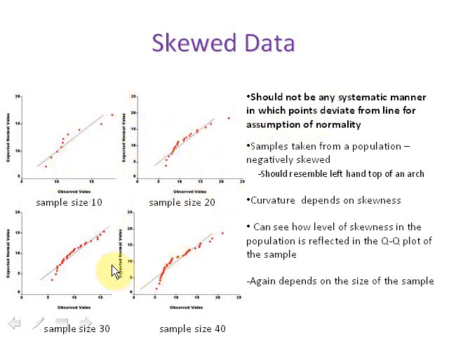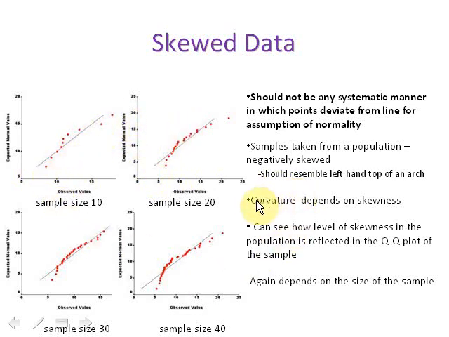Now these ones have been taken from a population which is negatively skewed, and so it should resemble the left-hand top of an arch, if you can imagine that. In fact, if you look at the ones at the bottom, it's very clear what we mean. How bendy it is depends on how skewed the distribution is. If it's not skewed at all, then we're back to a normal distribution, but this is very slightly skewed.